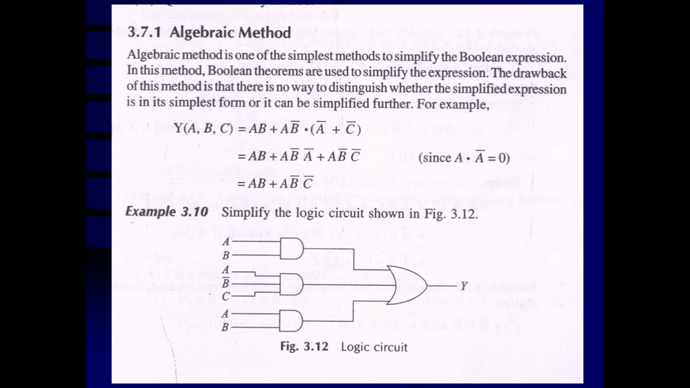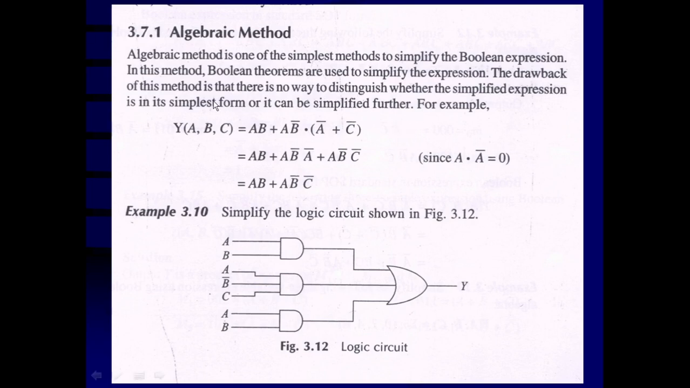The drawback of this method is that there is no way to distinguish whether the simplified expression is in its simplest form or not, or whether it can be simplified further. By this method we can obtain different simpler equations, but whatever simpler equation we obtain, we cannot say whether it is the simplest one. That is the only drawback of this algebraic method for simplifying a complicated Boolean expression.